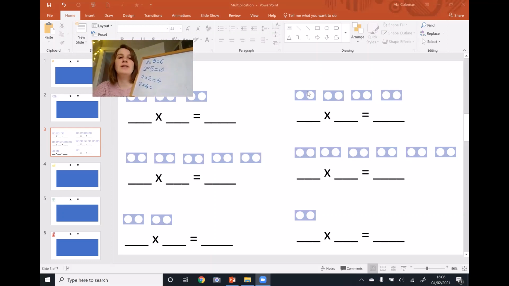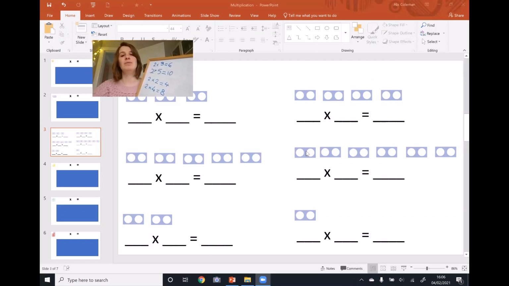And then we've got to find out what the total is altogether. So 2, 4, 6, 8 altogether. Let's just check by counting in 1s. 1, 2, 3, 4, 5, 6, 7, 8. Yay, we've got that one right.